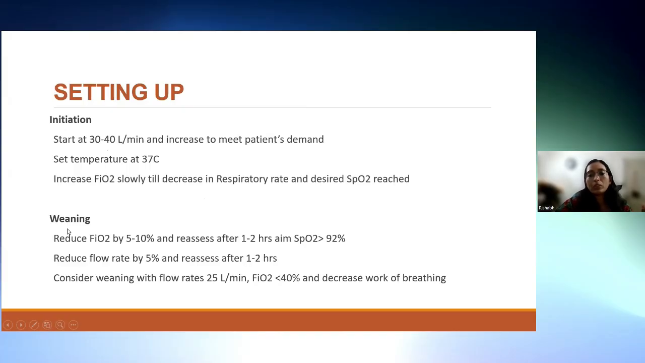And for weaning, one must first try to decrease FiO2 by 5 to 10% and reassess every 1 to 2 hours, aiming for a saturation of more than 92%. And then come down on the flow rate by 5%, and reassess after 1 to 2 hours.